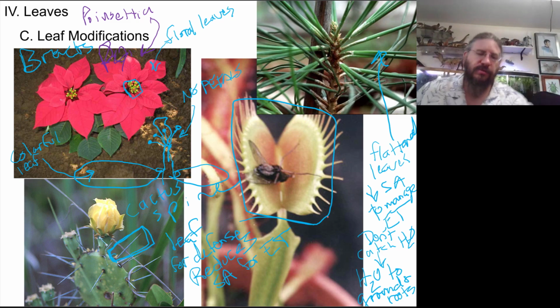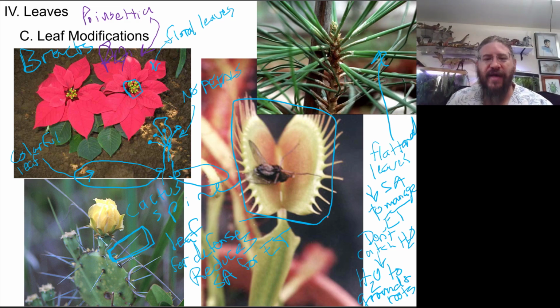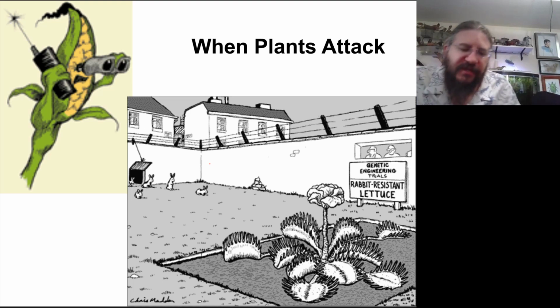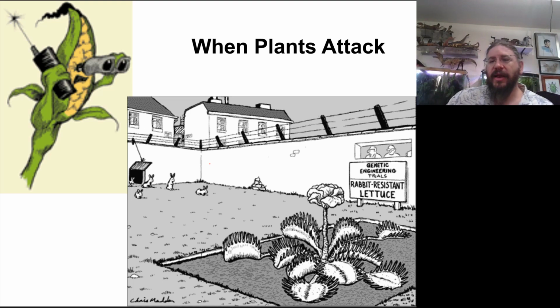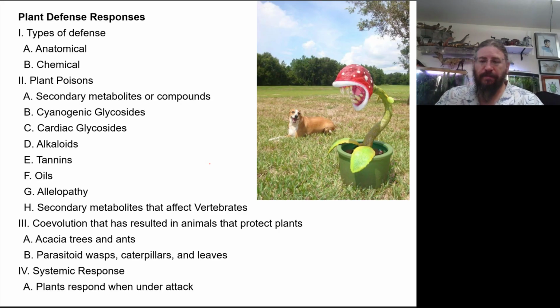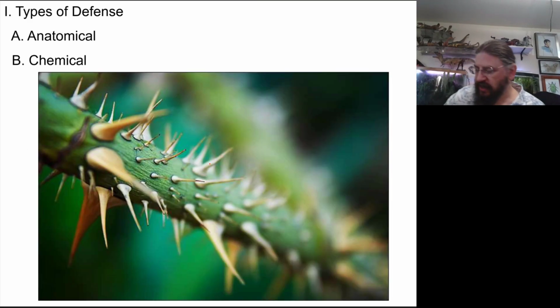And action. Okay, so that was modified leaves. So now let's talk about plant defenses that aren't just direct violence, but more like defense against herbivory. So, types of defenses include anatomical defenses. So, what are anatomical defenses?